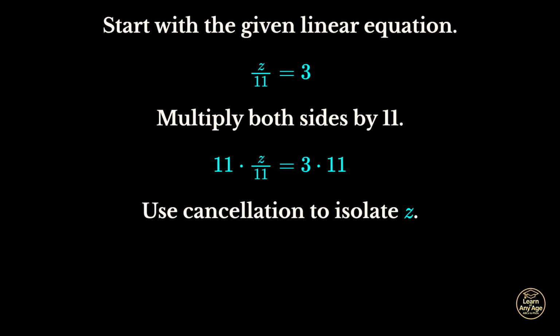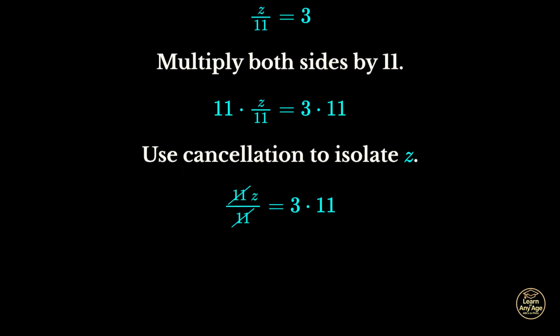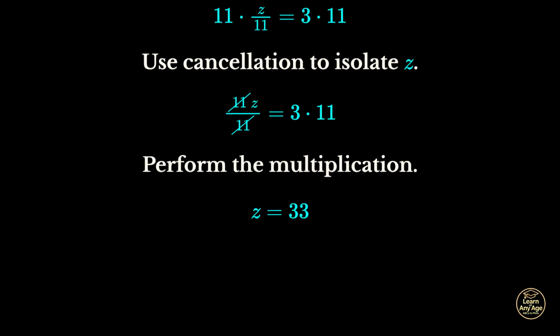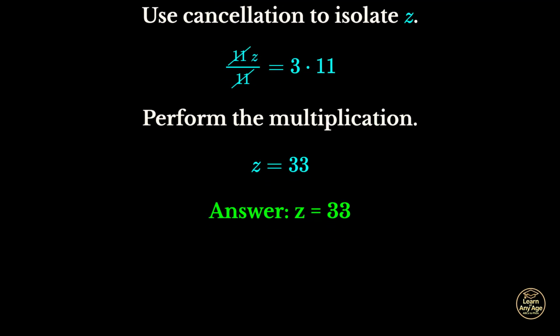Use cancellation to isolate z. 11 cancelled out, z over 11 cancelled out, equals 3 times 11. Perform the multiplication. Z equals 33. Answer, z equals 33.